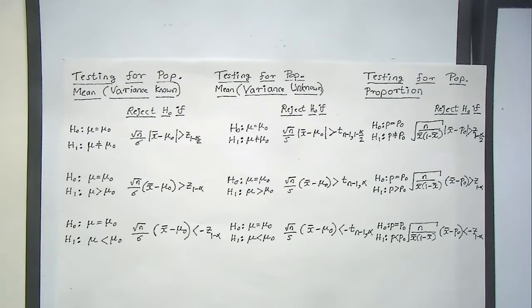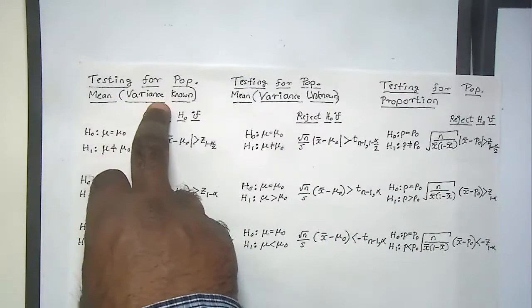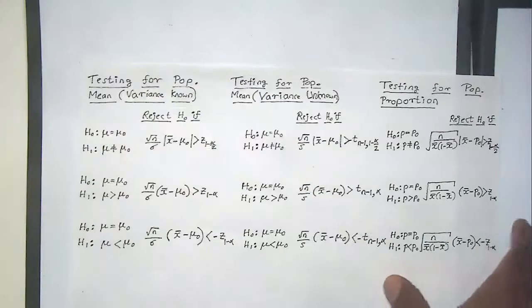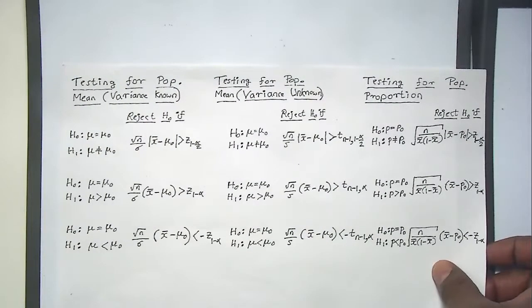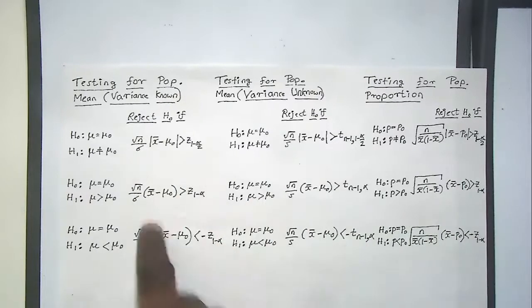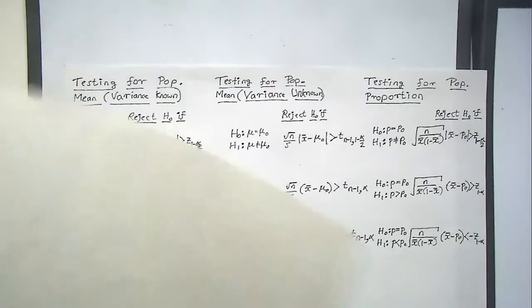Alright guys, let me show you how to do question 1, which you haven't done yet. Okay, so now let me ask you, there are three kinds of things here. Testing for population mean when variance is known, testing for population mean when the variance is unknown, and testing for population proportion. Now question 1 falls under which of these three? Is it this one or this one or this one? First one, right? Okay, so let's do it then.